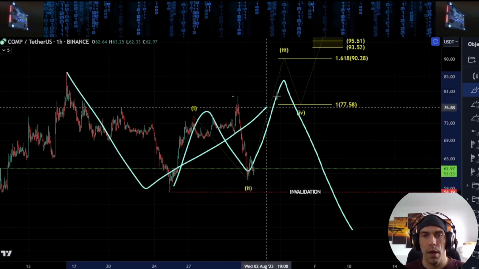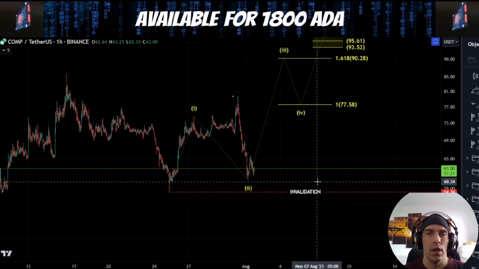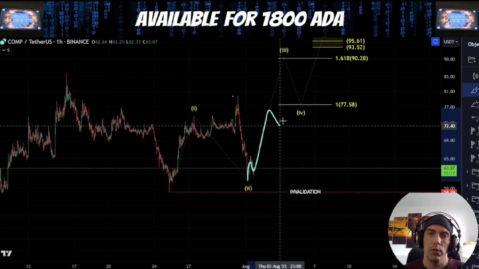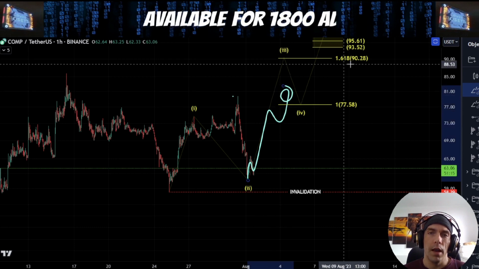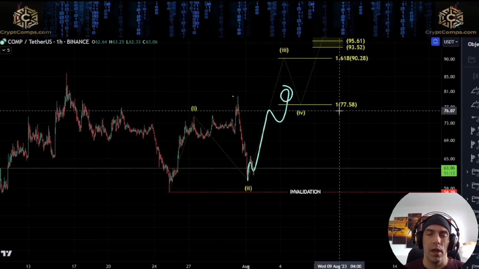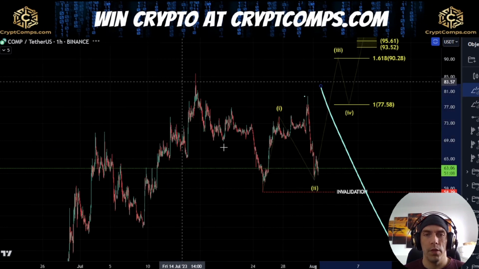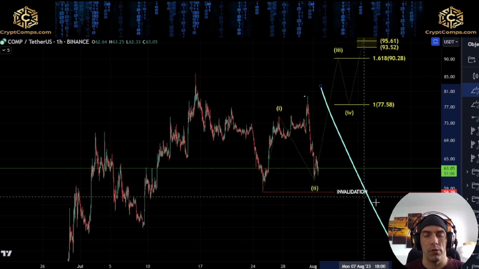So this would then become A, this would become B, and then we'd get C. So we're going to be on the lookout for this idea that if we do see a 5-wave move up, 1, 2, 3, 4, 5, something like this, unless we actually hit this 90.28, we are going to look for potential of continuation down, because it would fit that idea of having the bigger corrective structure to the downside.